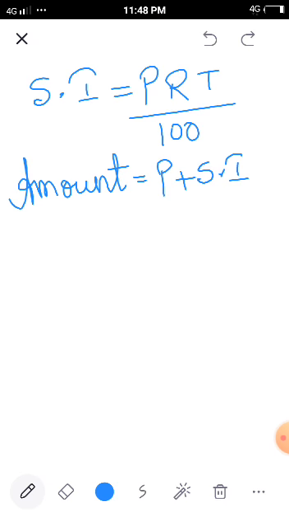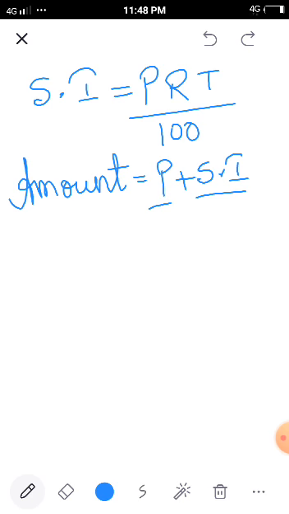Amount means the total amount after the specific time period is completed, when we pay the amount back to the lender from whom we had taken the principal. The extra amount that we will pay is the interest, and the principal is the amount that you had taken from the lender. That is principal plus simple interest.